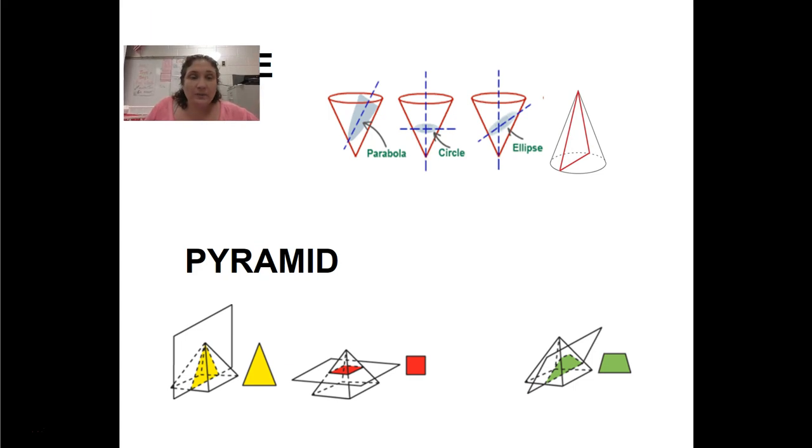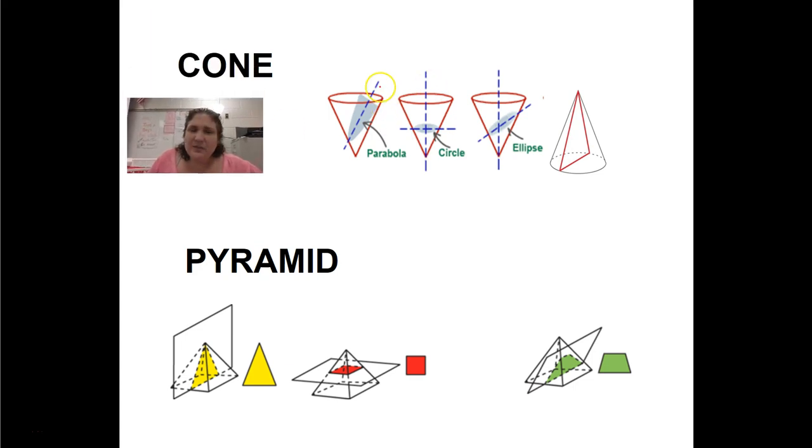For a cone, these are some things you will not likely see the parabola as a choice, but if you cut a cone at a tilt, you'll get a parabola, if that tilt has part of it at the base of the cone. If you cut parallel to the floor, you could get a circle. If you cut perpendicular to the floor, that's where you get your triangle. And then if you do it at an angle, that's where you get your oval.